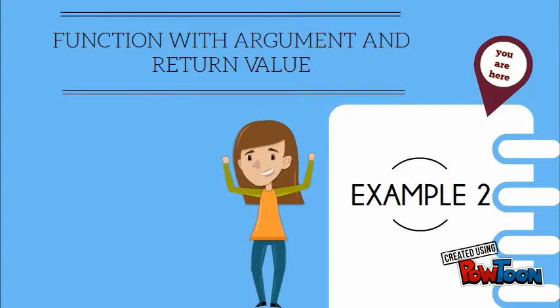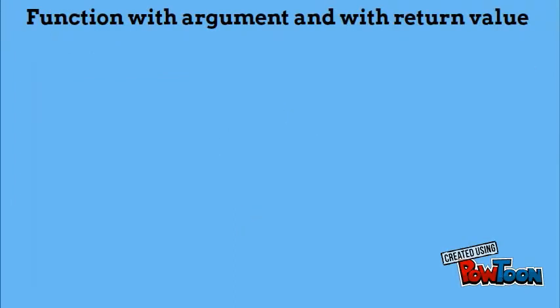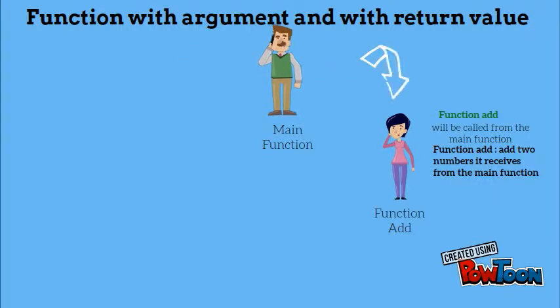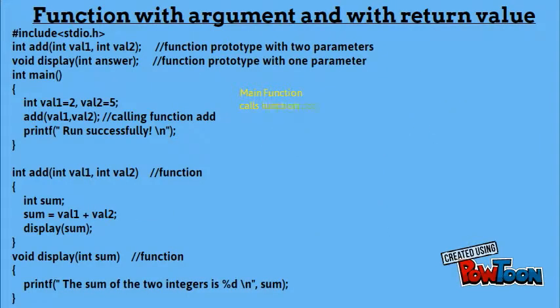Now let's move to example 2. Example 2 is just to show you that a function can also be called from another function, not necessarily being called from the main function only. Here in the main function, function add will be called and two values will be passed to function add. Function add will call function display to display the result.